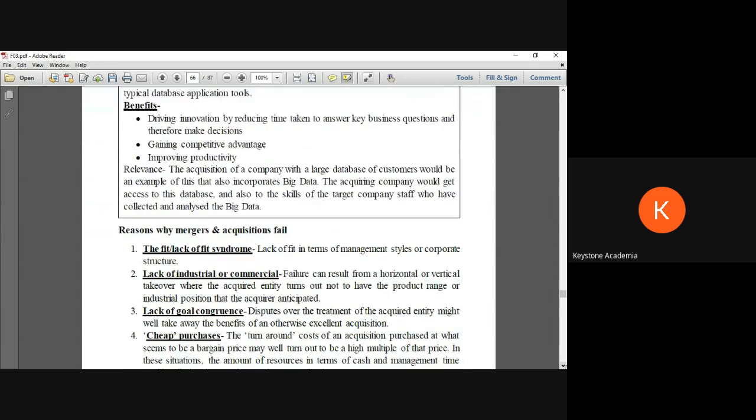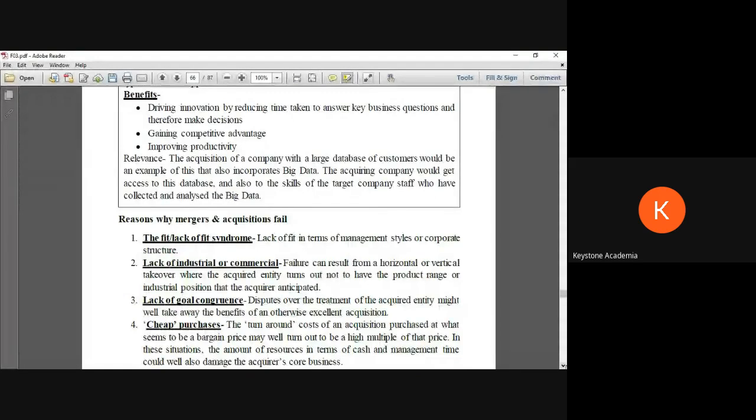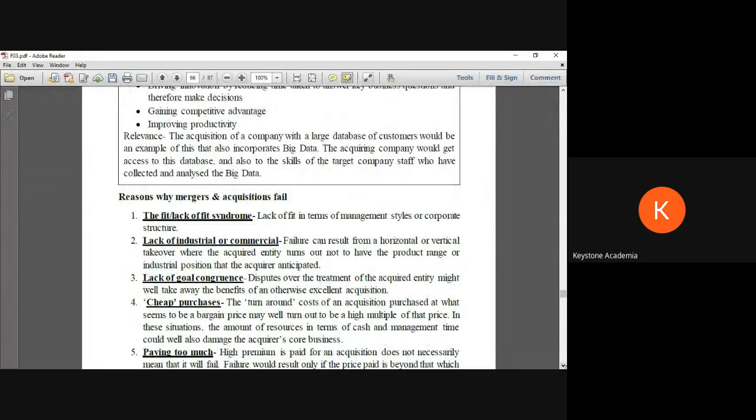Now, going on to the next part, what is big data? I think we are aware. Next is reasons why mergers and acquisitions fail. We have to understand that globally, in the real world also, more than 50% of M&A will fail. So what is the reason?